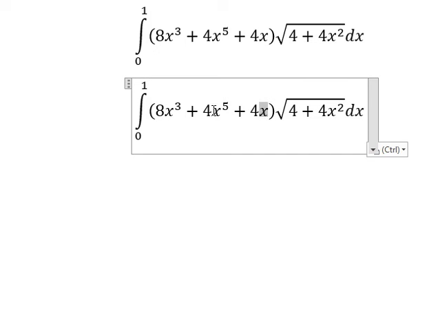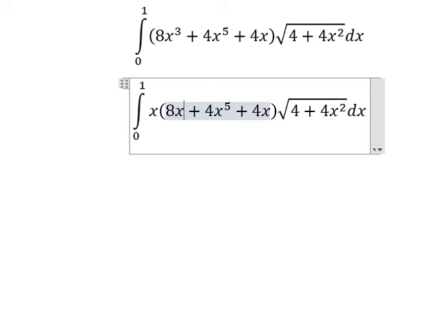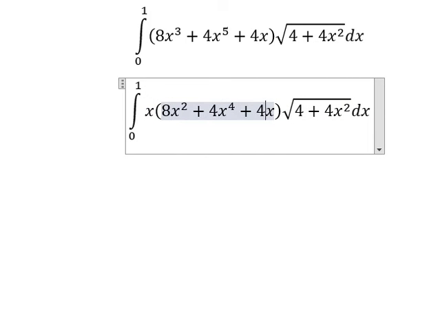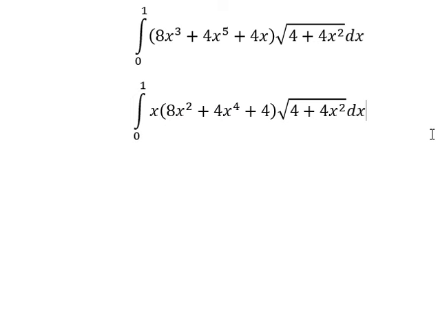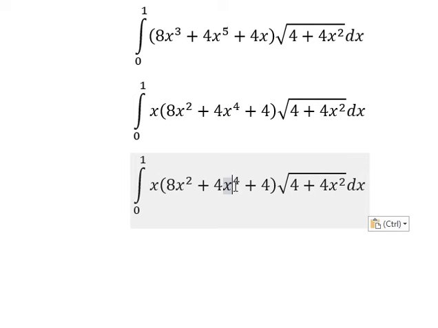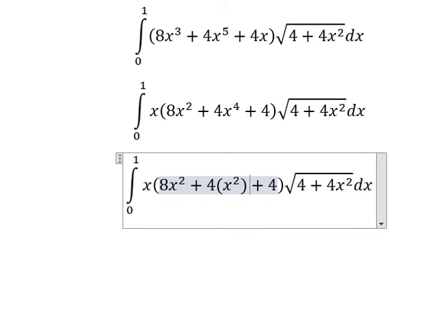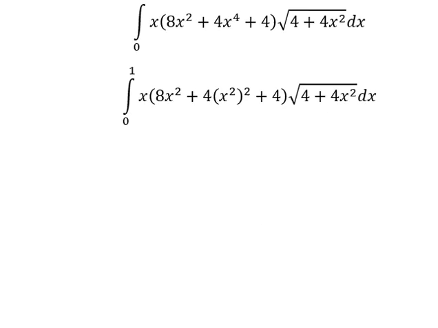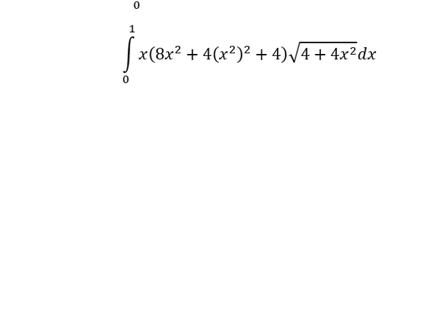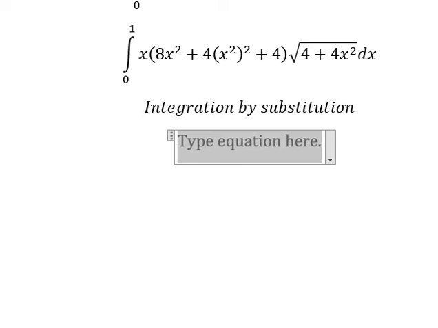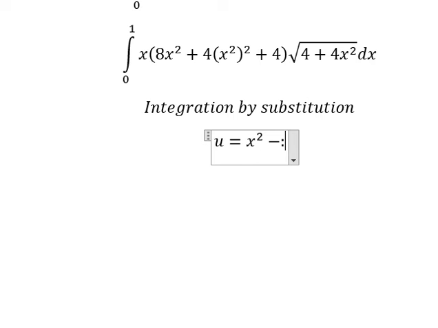We can do factorization. Next, x to the power of 4 we can put into x squared to the power of 2. Next, we can use integration by substitution. So I will put u equals x squared.